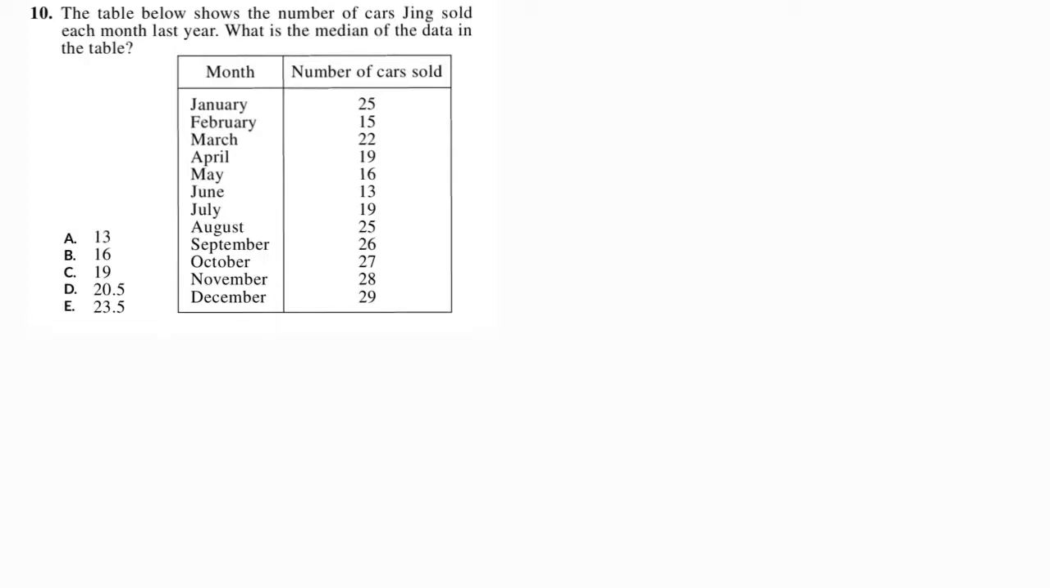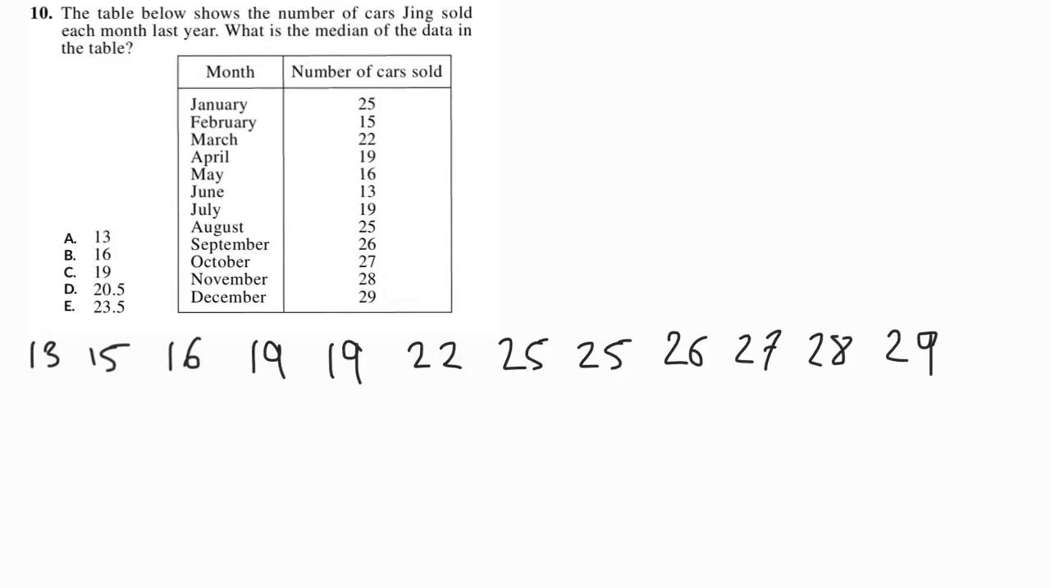Question 10. The table below shows the number of cars Jing sold each month last year. What is the median of the data in the table? All right, so when we're looking for the median, the first thing we want to do is sort all these numbers in order. So let's start with the teens. We got 13, 15, 16, 19, 19, right? 22, 25, and so on. Is that it? 1, 2, 3, 4, 5, 6, 7, 8, 9, 10, 11, 12.